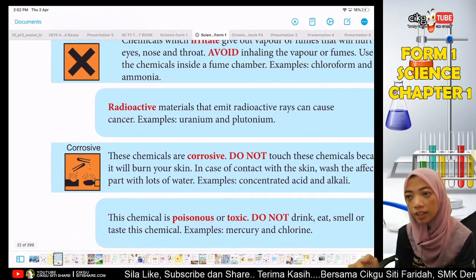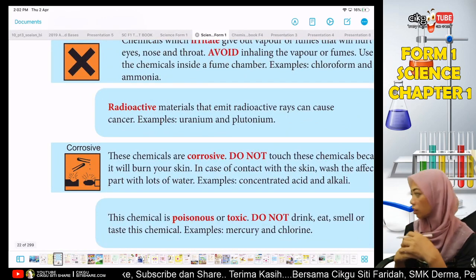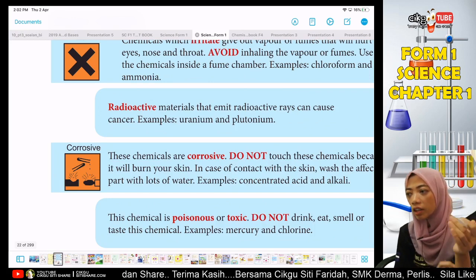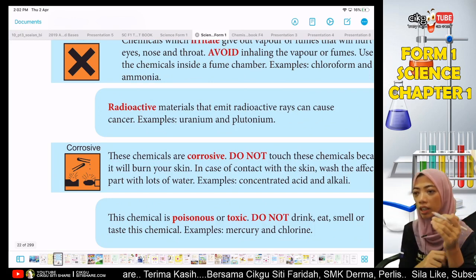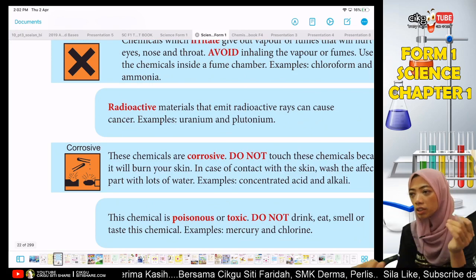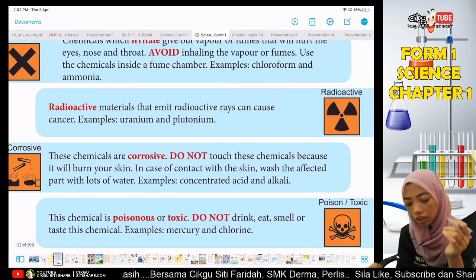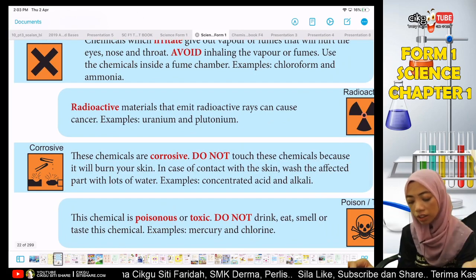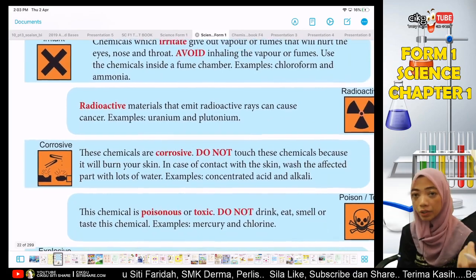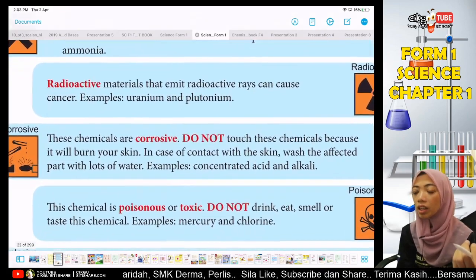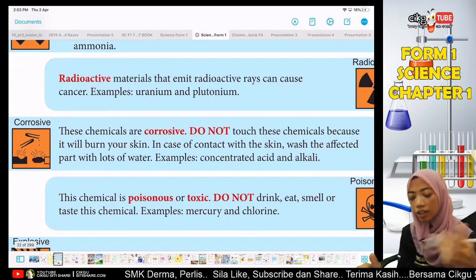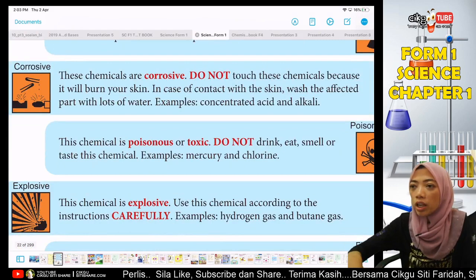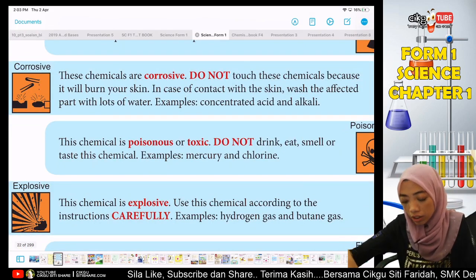And corrosive, you can see like acid, it can corrode a table or your hand, okay, it burns your skin. If it contacts skin, wash it with a lot of water, so the corrosive material will dilute. Examples for corrosive are concentrated acid and alkali. That's why we wash it with a lot of water.